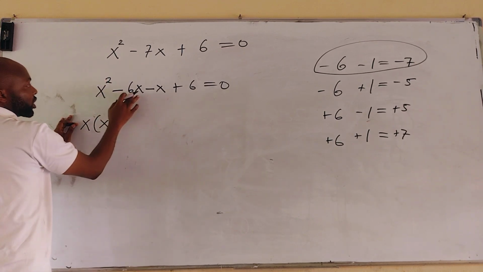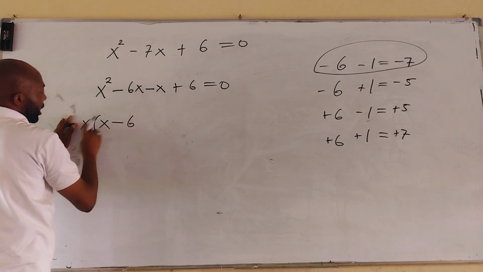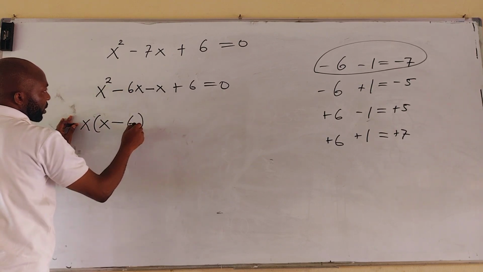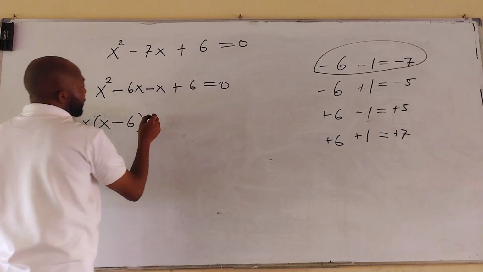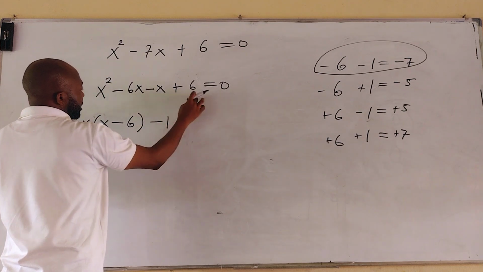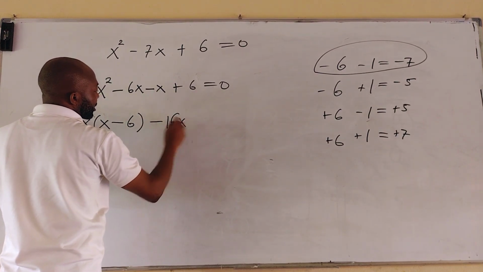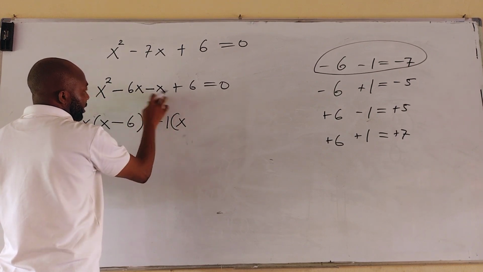X times minus 6 is minus 6x. X times minus is minus 6x. I close my bracket. And here I have minus 1 outside. This is what I'm dealing with now. Minus 1 outside, open bracket, I have x inside. Minus 1 times x is minus x.